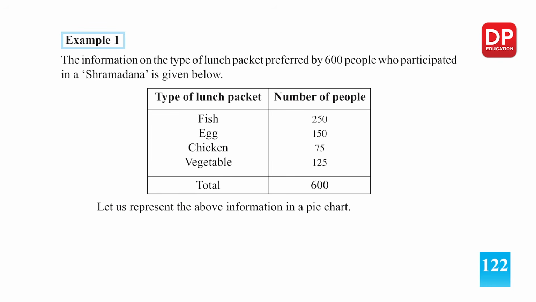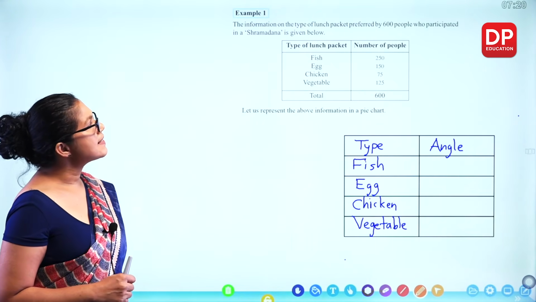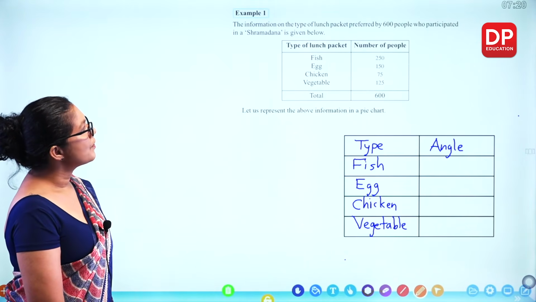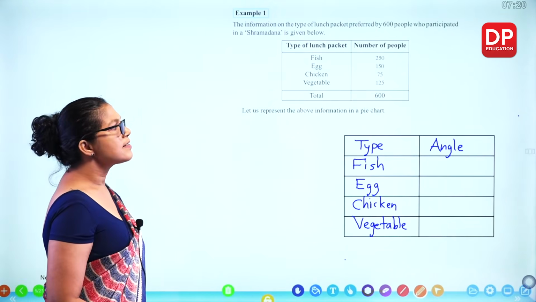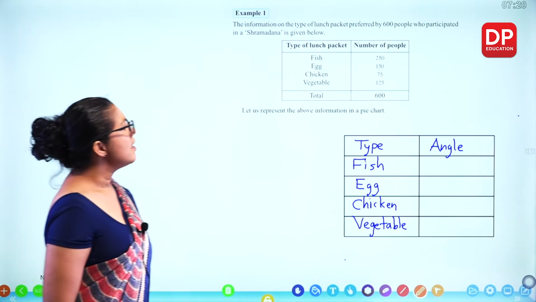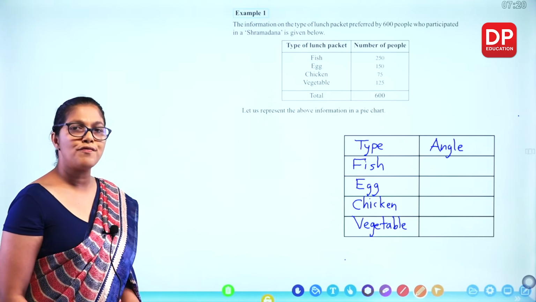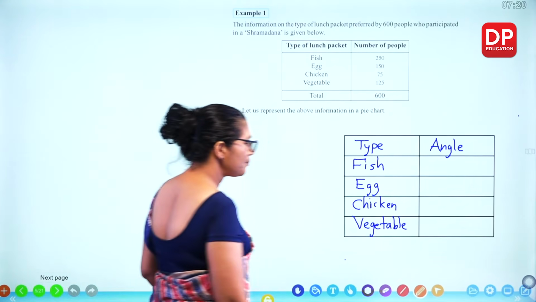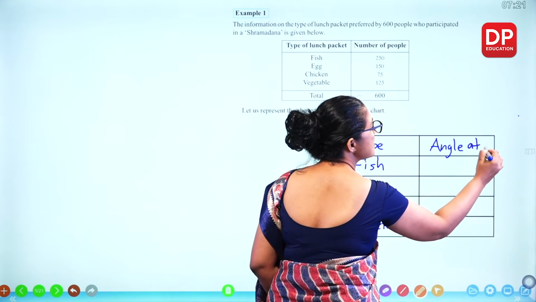Now we'll take the example 1 in your textbook, that's about type of lunch packet preferred by 600 people who participated in a Shramadana is given below. So type of lunch packet and number of people given. So here altogether 600 people. So here you are asked to draw a pie chart. So what's the first thing you have to do? You have to find out the angle at the center for each sector.